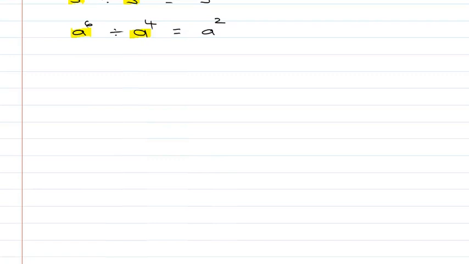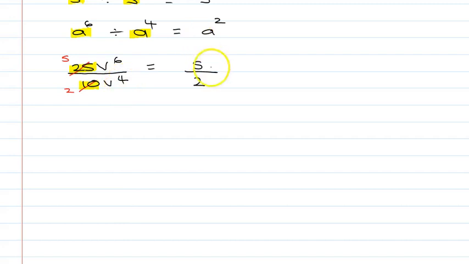Do something a little bit more complicated now. Let's do 25v to the 6 divided by, and often the divide sign's written like that, 10v to the 4. Now I've got coefficients here, so always deal with the numbers first. I've got 25 over 10. Can I cancel that down? Yes, both of those numbers go into 5. So dividing both of those by 5 leaves me with 5 and 2. So I'm left with 5 over 2. And then let's have a look at the bases. The bases are both v, so I can therefore subtract 6 take away 4, which leaves me with v to the power 2.